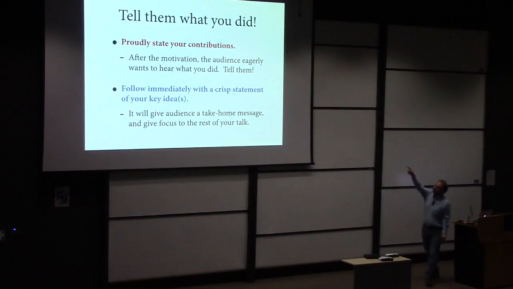And for me, after you've stated your contributions is what I like to think of as the end of the intro. And I like to follow that immediately with a crisp statement of the key idea. So this is kind of the transition point from the intro section to the key idea section. It's the high point of audience interest in the talk. They're really interested now, hopefully, if you've done it right. And now is the time to deliver the key idea in its most crisp, high-level form. And that will give the audience a takeaway message. It will give a focus to the rest of your talk. I find this works very well.